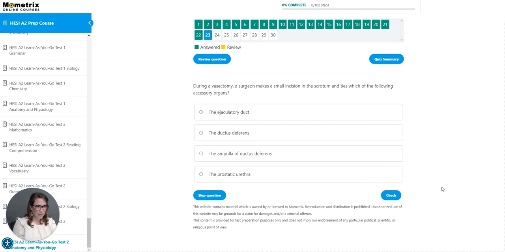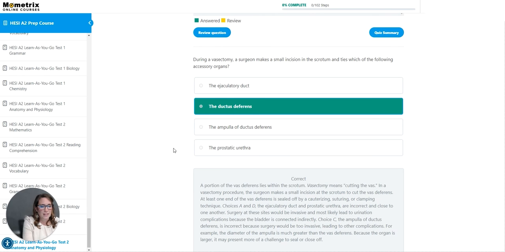Question number 23. During a vasectomy, a surgeon makes a small incision in the scrotum and ties which of the following accessory organs? You have first choice the ejaculatory duct, the ductus deferens, the ampulla of ductus deferens, and the prostatic urethra. We're going to choose our second option here.